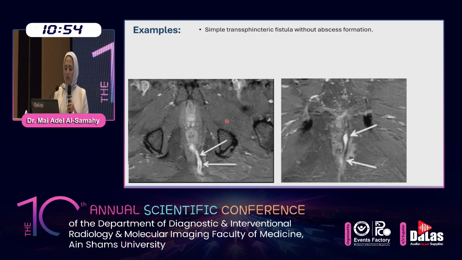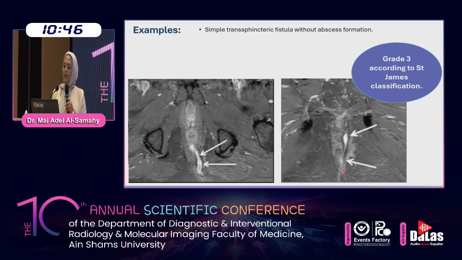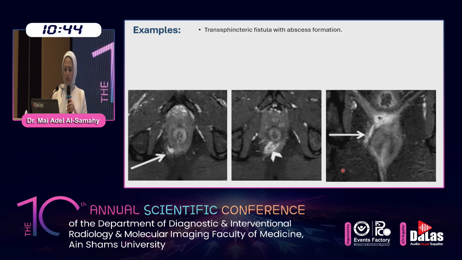This is a simple transsphincteric fistula as it pierces both the internal and external anal sphincter, as we see here. So this can be considered a grade 3 according to St. James classification.